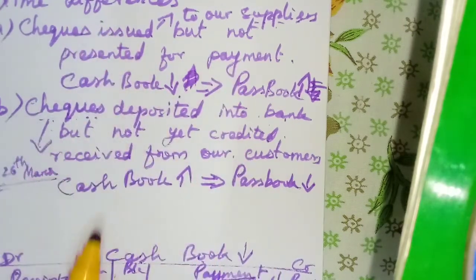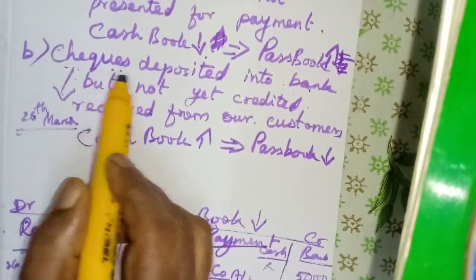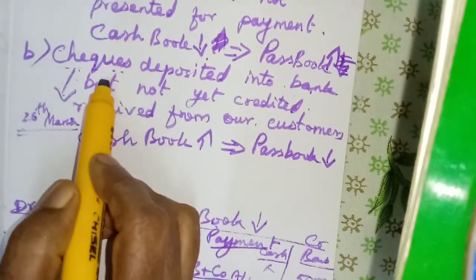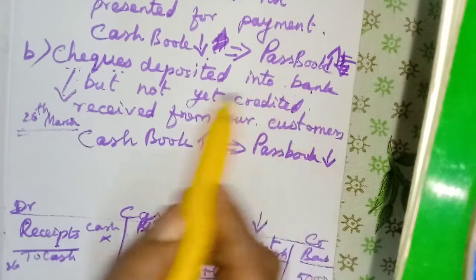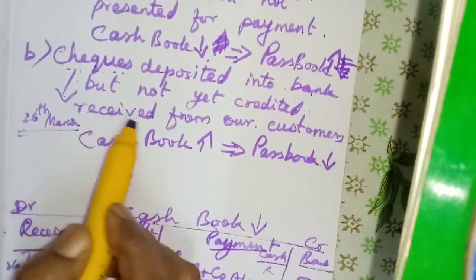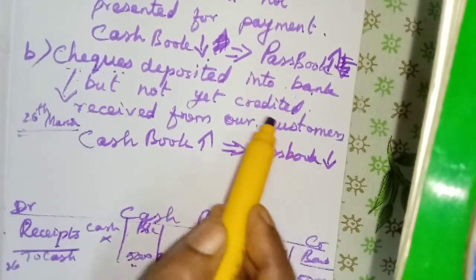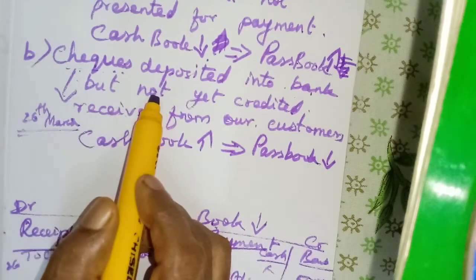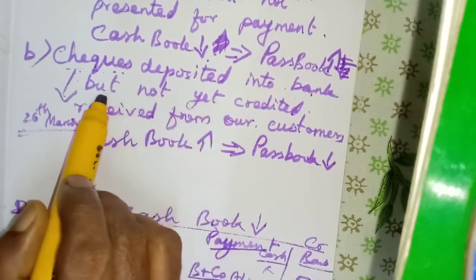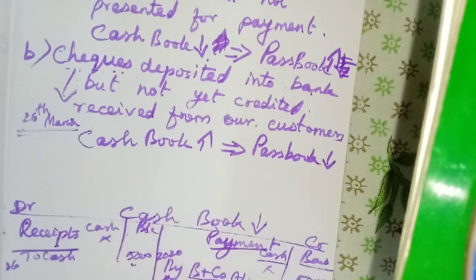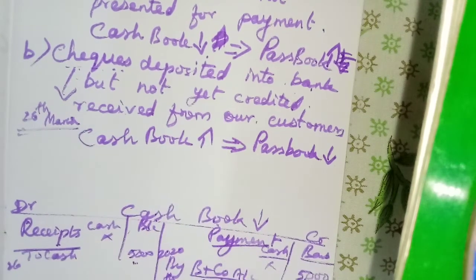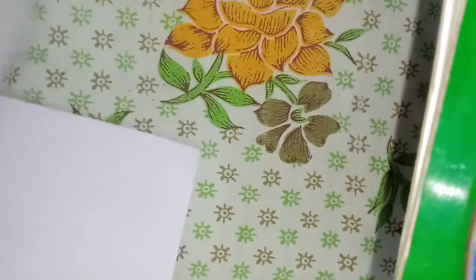the difference occurs. Another reason, the opposite of this one: the checks we have deposited into the bank, which we have received from our customers, but those checks have not been sent for collection, or we can say they have not yet been credited in our account. In these two things the difference occurs. Now we will see the third reason.